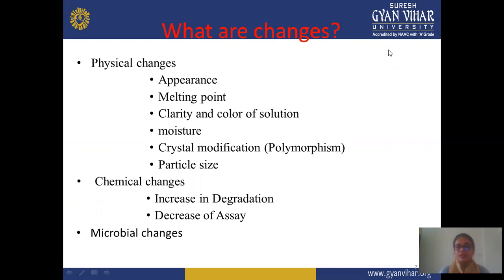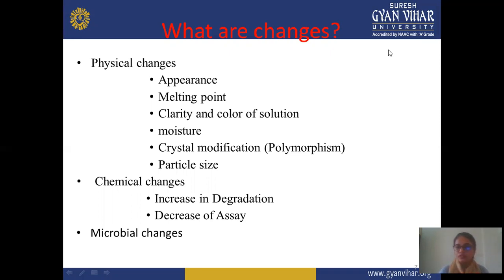And next is chemical changes. In chemical changes, mainly you check the increase in degradation or decrease of the assay, meaning how much drug is degraded. Assay means you confirm whether your formulation has sufficient dose or not. Suppose you formulated a 500 mg drug, but it does not show all the 500 mg drug effect. It shows only 300 mg. So in this condition, you perform an assay test and assure that all the drug is in the required condition or not.